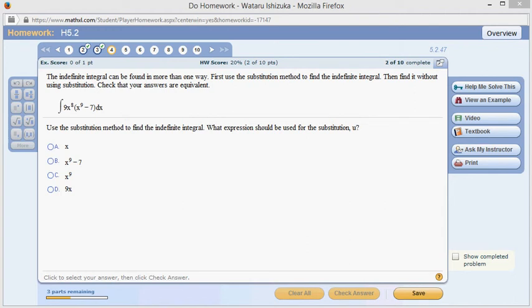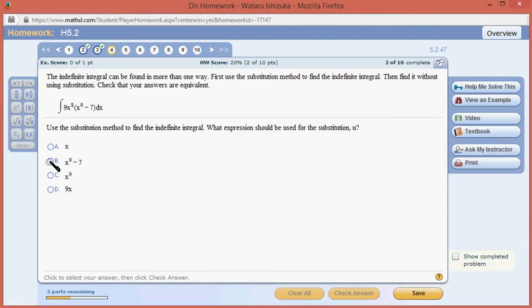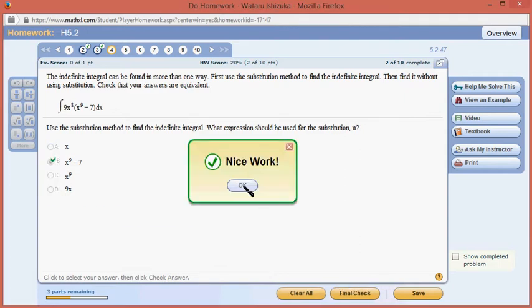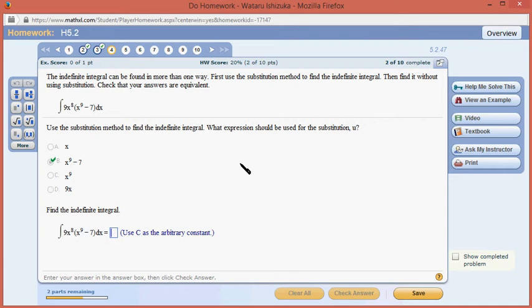Alright, let's look at homework 5.2, problem number 4. We want to use a substitution to find the indefinite integral and try to do it in a different way too. So use the substitution. The substitution is going to be the guy inside the parentheses, so it's going to be B. So let's check the answer. So we got that. Alright, find the indefinite integral.